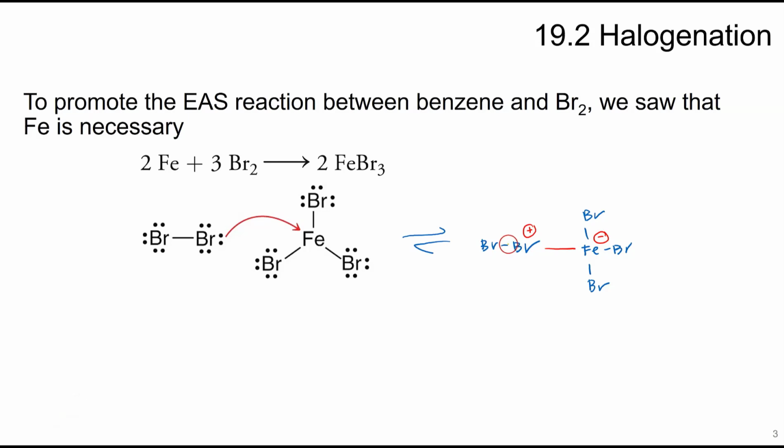To alleviate that, this bromine can go there and give up its electrons to this complex. We end up with FeBr4 minus plus Br plus. If you recall here, these electrons were given up to the bromine, and now this bromine is short a pair of electrons.